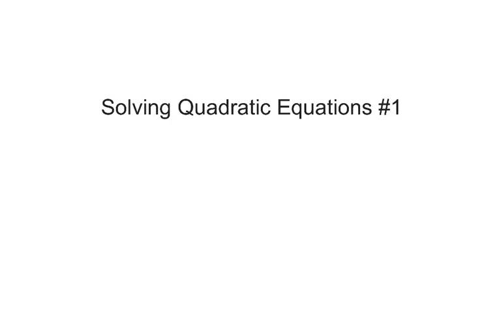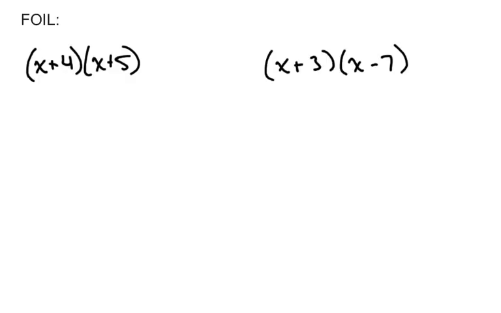Alright, let's start solving quadratic equations. Before we do that, I want to look at foiling when we multiply out binomials. When we do that, we use the first, outside, inside, last.